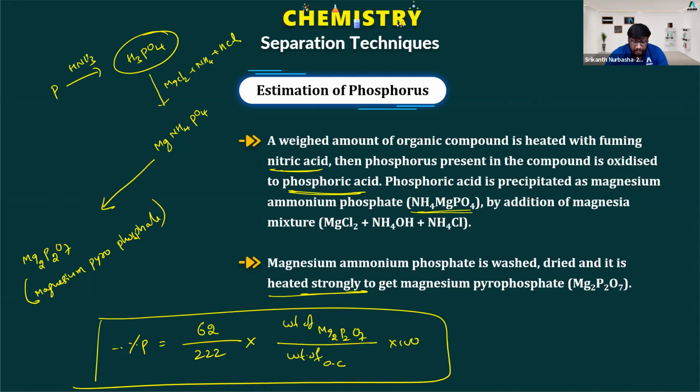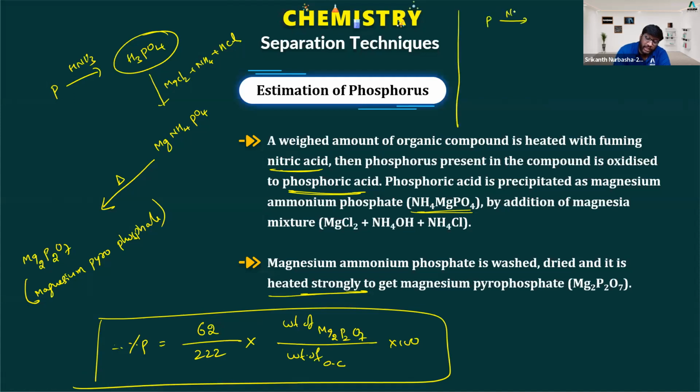This is one technique. In this technique, we have calculated the percentage of phosphorus, but we have also discussed a different way. What is the other way we have discussed, students, in the detection of phosphorus? Instead of treating H3PO4 with magnesia, getting magnesium ammonium phosphate and heating it strongly, getting magnesium pyrophosphate, what is the other way we have discussed?